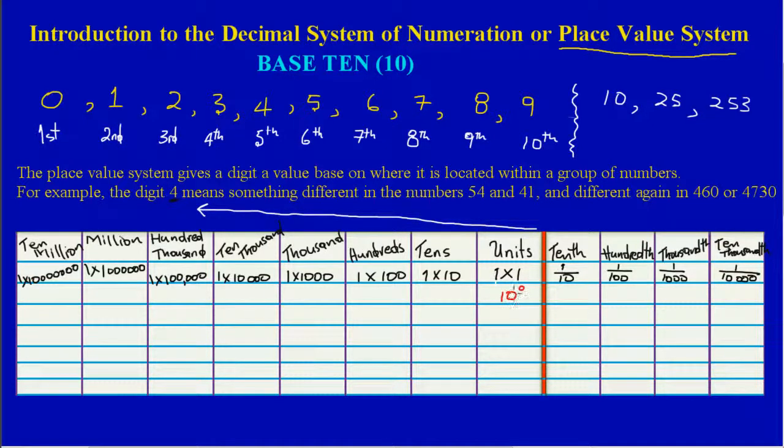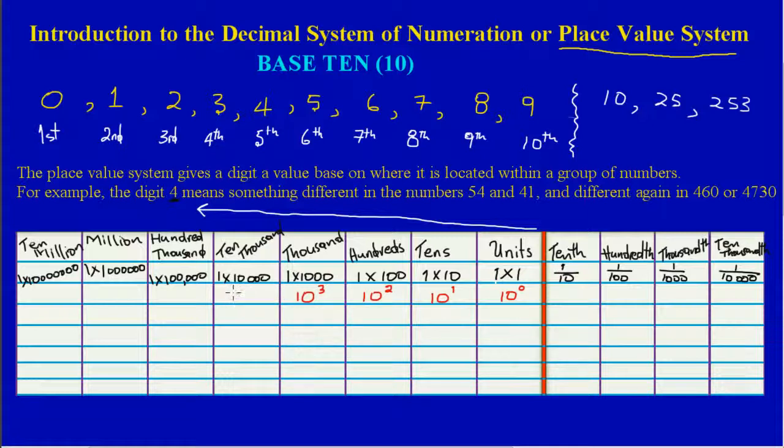Okay, and 10 to the 0, I'm going to be doing a video on introduction to exponents, and in that video I'll show you that any digit raised to the power of 0 is equal to 1. So 10 to the 0 is the same as 1. So this here represents my units column. Now my tens column is basically 10 to the power of 1. And that's my tens column. Now my hundreds column is 10 to the power of 2. All right, my thousand column is 10 to the power of 3.